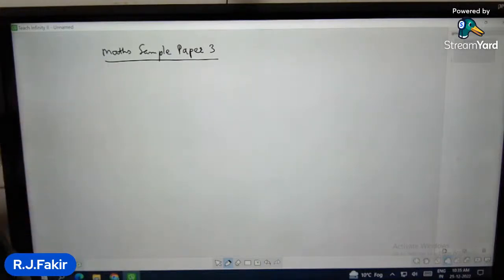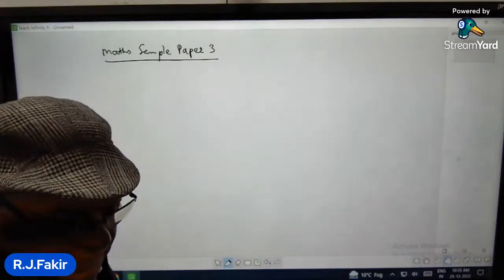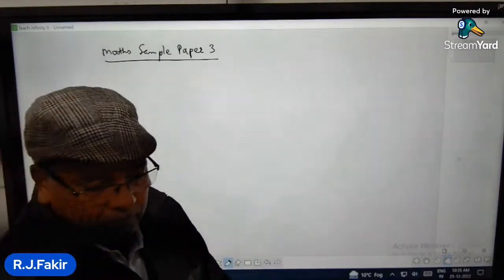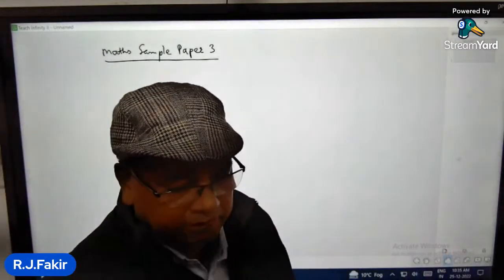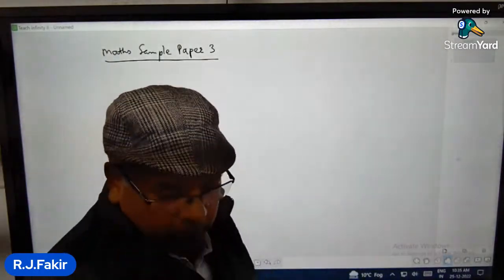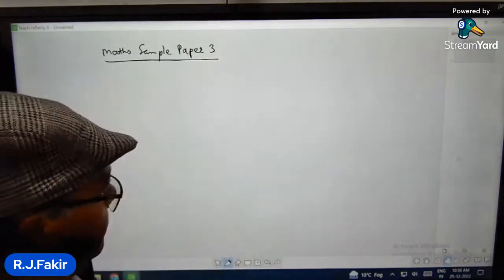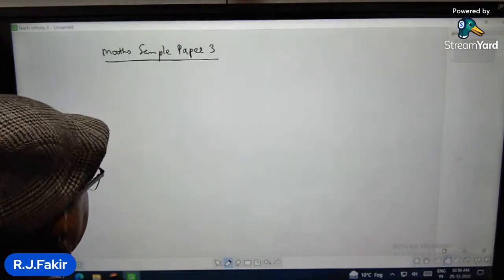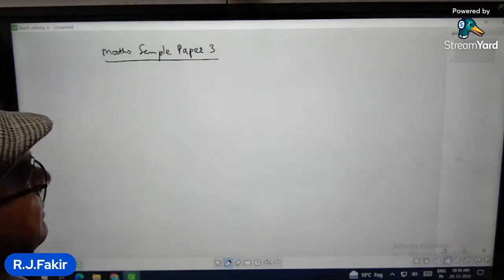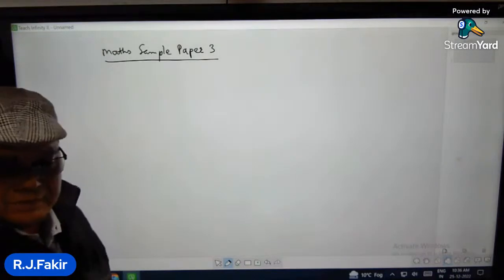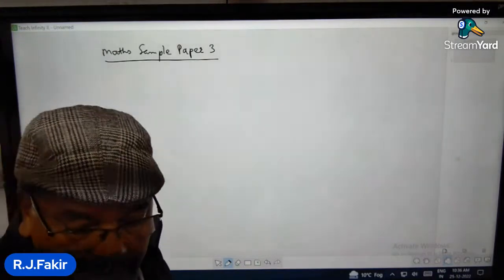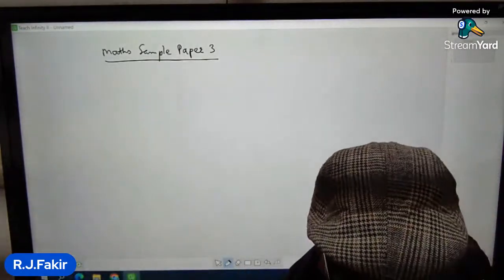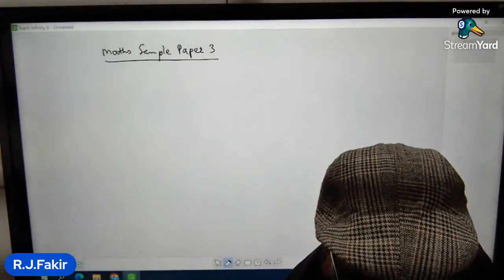Okay, good morning everybody. We'll start today's session with sample paper 3. We have already discussed about the pattern, the structure of the paper in the last session. So we can just go along with discussing the section A of this paper today.